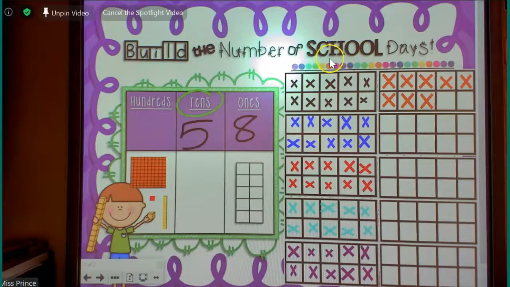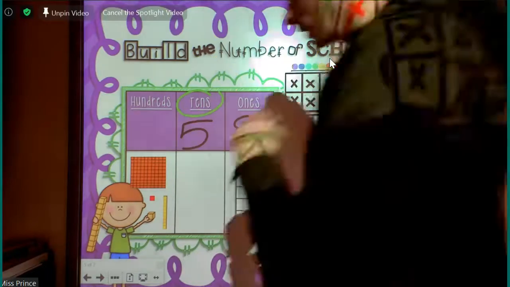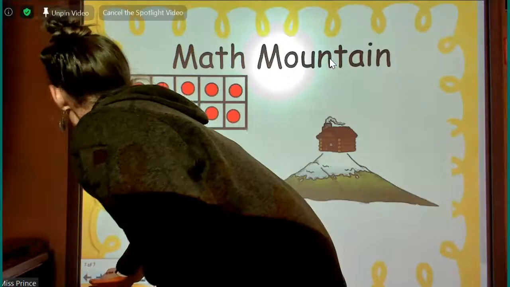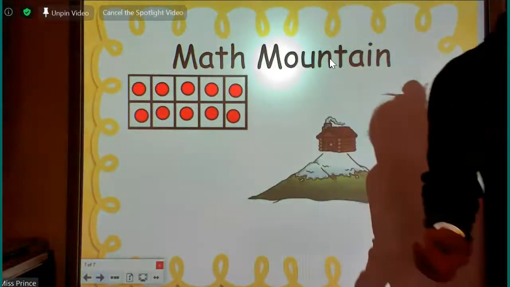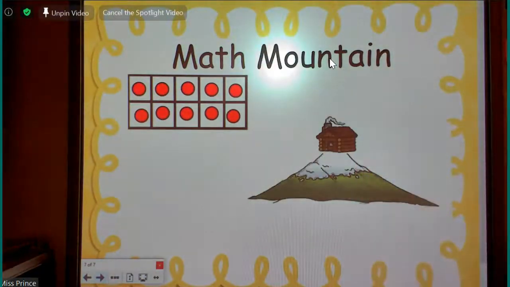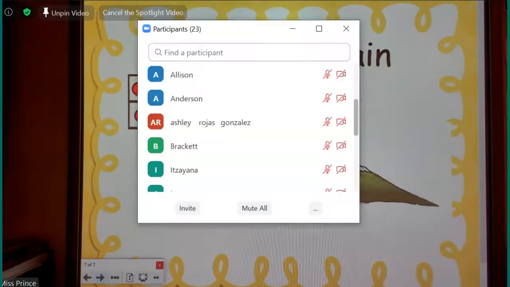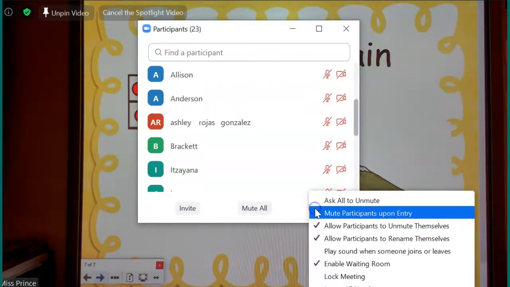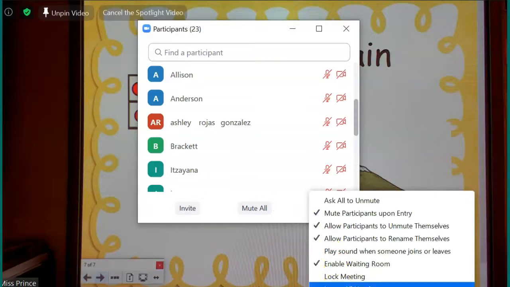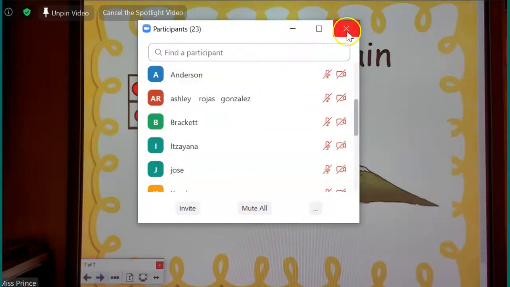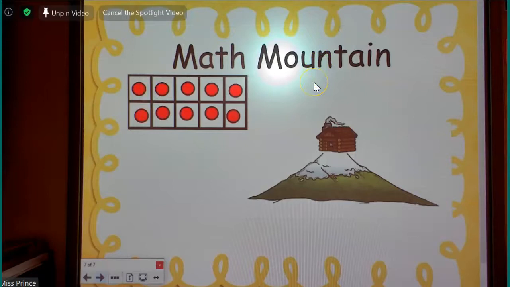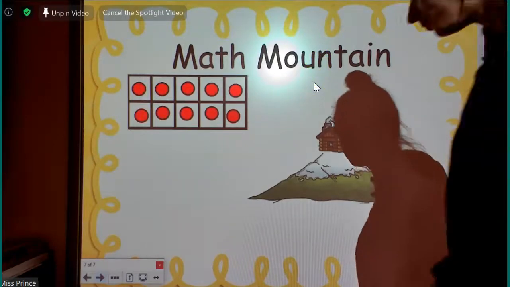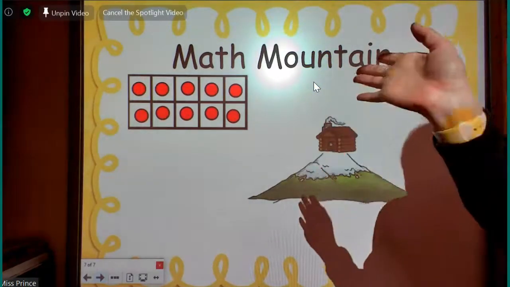All right. So we are going to move to Math Mountain. So if you would like to help with Math Mountain, you're going to show me by raising your hand. I'm going to put all hands down. And then I'm going to call on someone who's raising their hand to help. Okay. All right. So, Math Mountain.